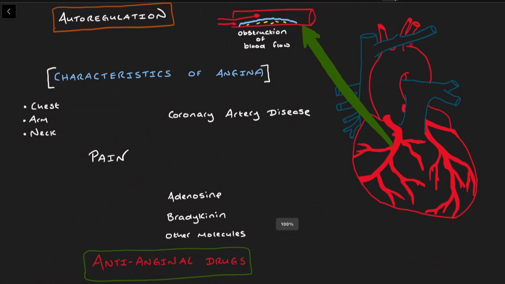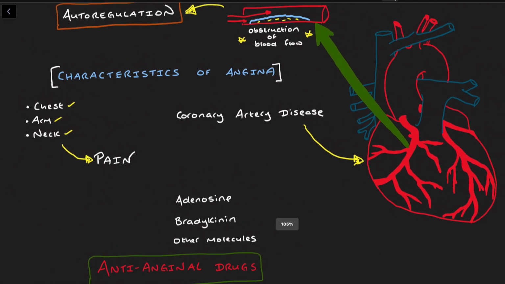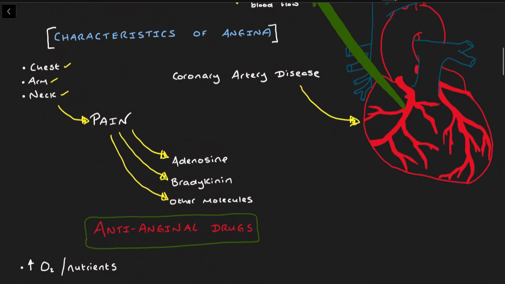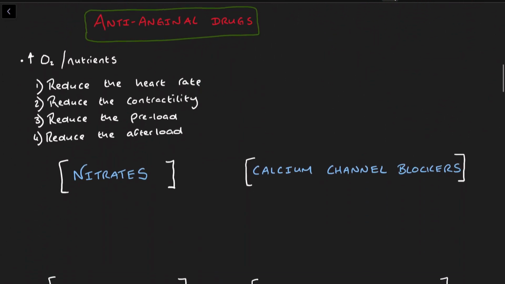The pain is due to the release of adenosine, bradykinin and other molecules that are able to stimulate the sympathetic nerves. So now that we have talked about the possible leading cause of angina, we can look into therapeutics that can help alleviate the condition.